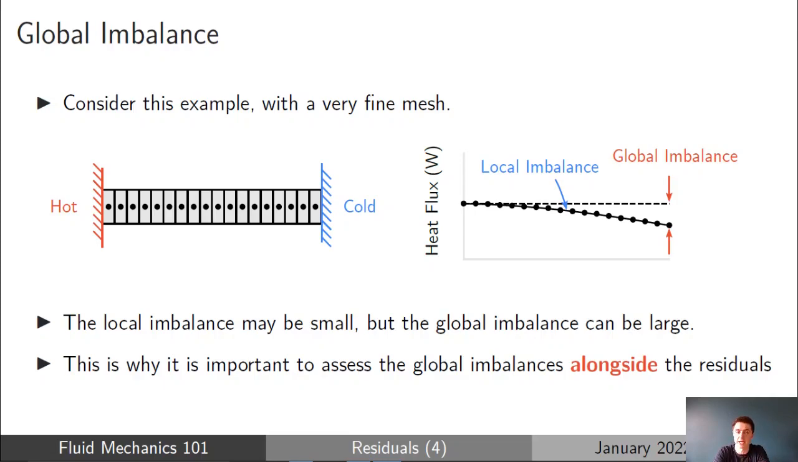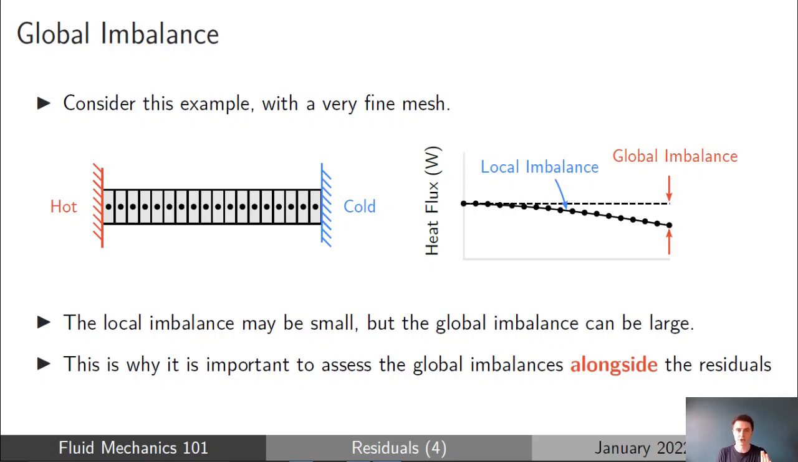actually the local imbalance between each of those cells, in this particular case, at this iteration, looks quite small because the cells are very close together. But because we've got a large number of cells in this case and each one has its own local imbalance, by the time we get to the other end of the surface, the cold surface in this case, the global imbalance between the left end of the bar and the right end of the bar is actually quite large. So it's important to look at the global imbalance alongside the residuals, so at the same time.